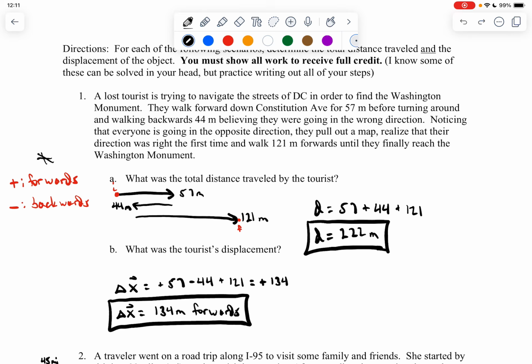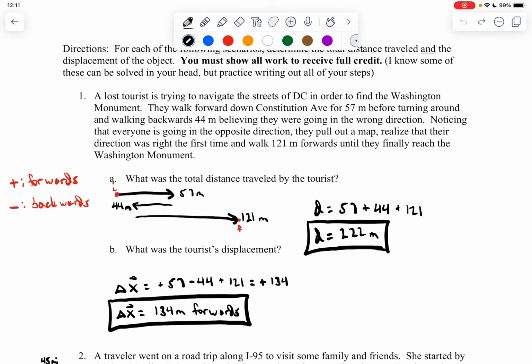Again, it really is up to you. It's personal preference. We could have done this question calling backwards the positive direction and forwards the negative direction. We still would get the same correct answer. But in this case, I just thought that going forwards made a little bit more sense for positive, and going backwards made a little bit more sense for negative.